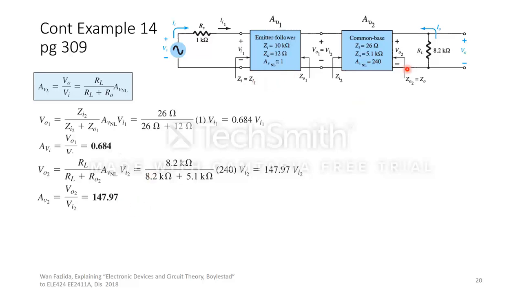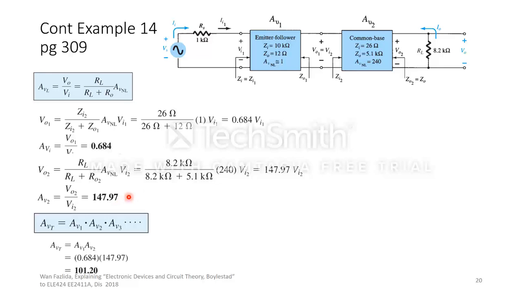Okay, now AV2 for this common base, RL is obviously 8.2 kilo ohm. This is the actual load resistance. RL plus R out, and R out here, we have to consider R out 2, which is 5.1 kilo ohms. And the gain with no load is 240, meaning that AV2, which is the loaded voltage gain for the second stage, is 147.97. So since it's cascaded, the overall loaded voltage gain is just a multiplication of 0.684 and 147.97, which gives us 101.2.